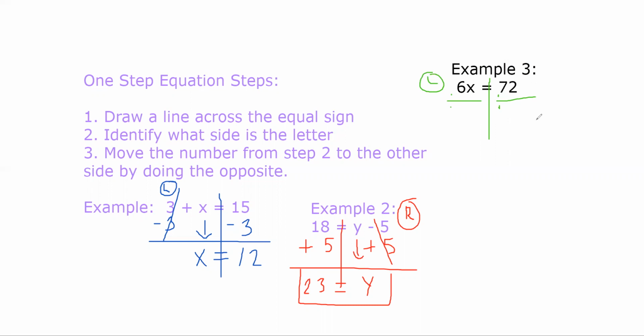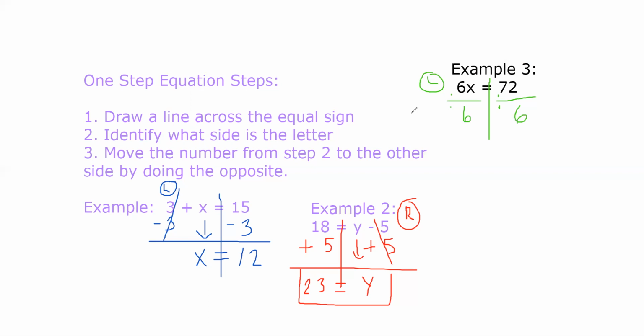So at this point, if you're wondering which number goes at the bottom, refer back to step number 2. What side is our letter? In this case, it's on the left. So that's the number that's actually going to go at the bottom, which is the 6. So 6 goes right here and 6 goes under the other side.